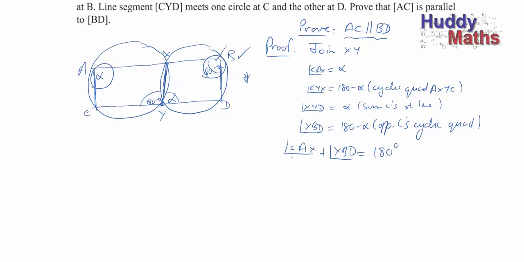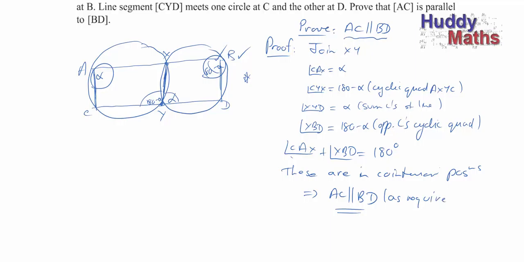180 take alpha and then alpha. Now these are in co-interior positions. So if they're co-interior positions and they sum to 180, or supplementary, then that implies AC is parallel to BD. Okay, as required. We sort of spotted that at the beginning, that parallel lines are established by looking at pairs of corresponding angles or alternate angles, or co-interior angles, and deducing that the lines are parallel, going backwards there.